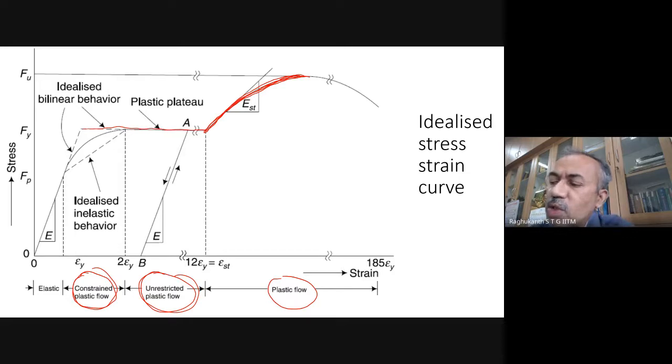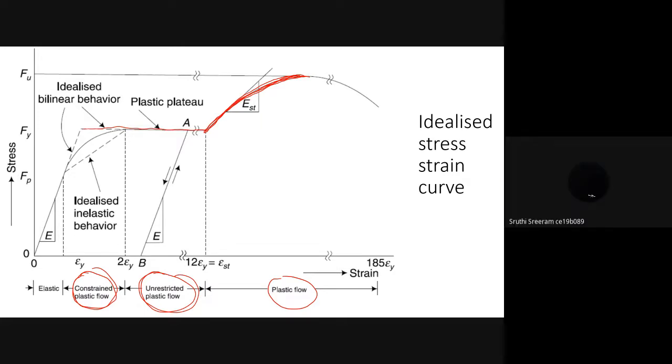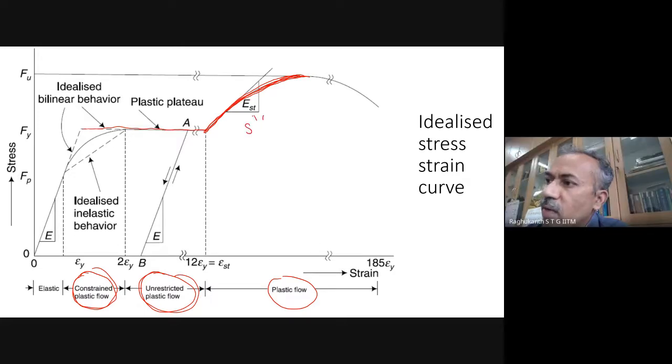Now, what do you call this one in our steel design? Long back, I have explained it to you, right? What do you call this region? Sir, strain hardening. Excellent. This is what we call strain hardening. So this portion is this one. So the strain hardening also we call.